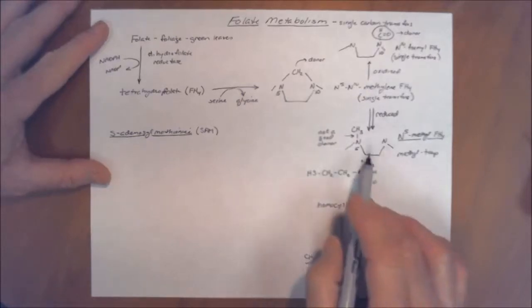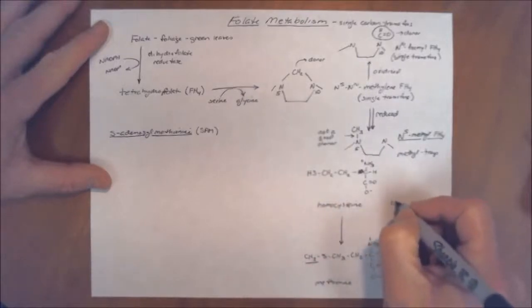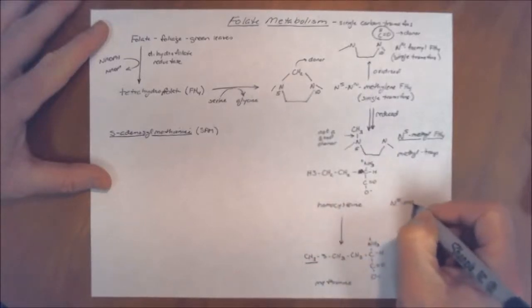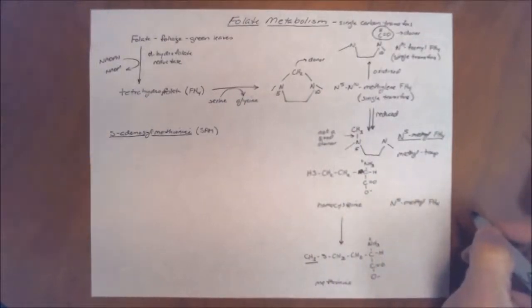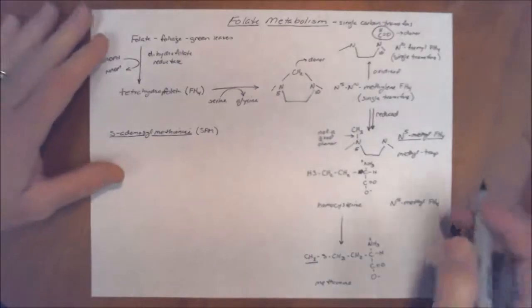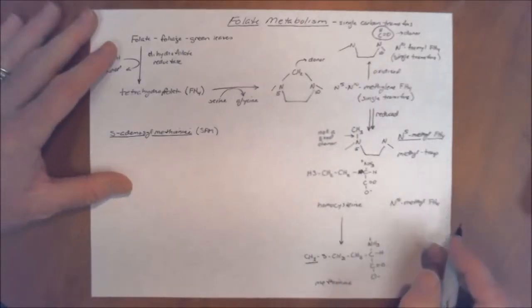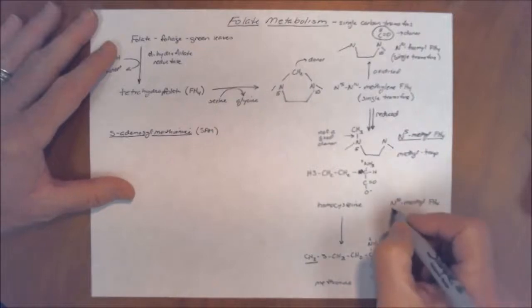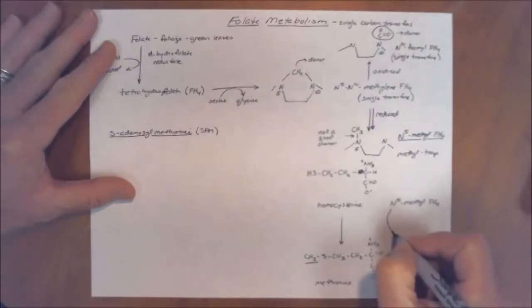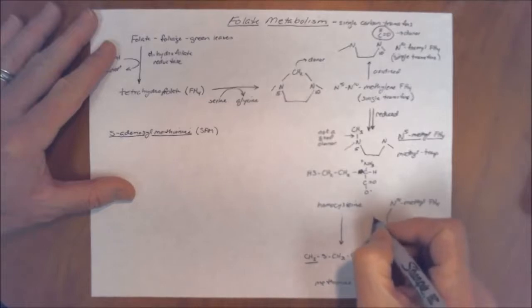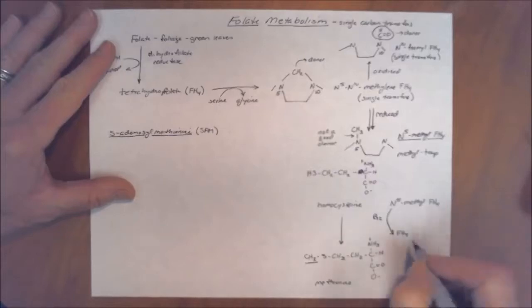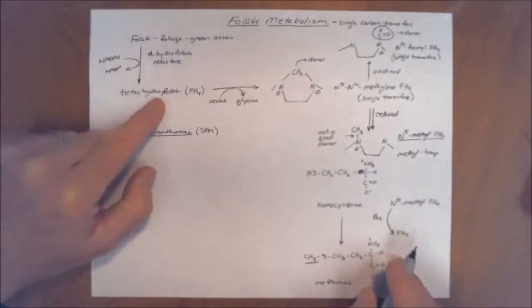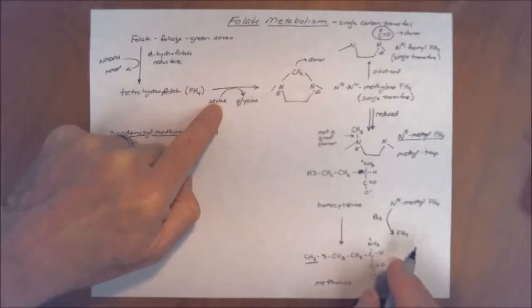Now we are going to be using the N5-methyl tetrahydrofolate for this reaction. But recall that this methyl is too stable to be a donor. So we have to donate this in a separate reaction to vitamin B12. In doing so, we restore tetrahydrofolate so it can go back to the beginning, receiving the single carbon from serine, and start the cycle all over again.